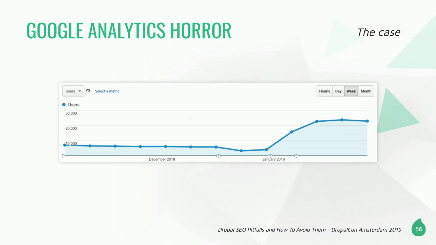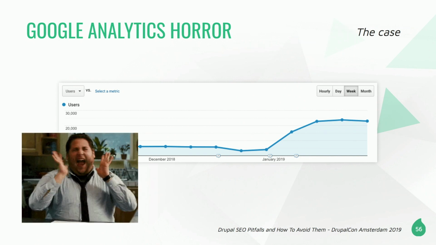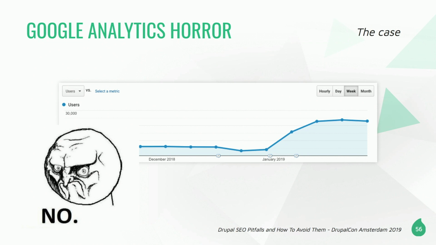If we look at something like this, a screenshot of Google Analytics showing the number of users, we see a ramping up, a spike of users. The marketing team might say, hey, our content marketing efforts are paying off. We are generating a lot of website traffic, so everybody is happy. But sometimes that might not really be the case.